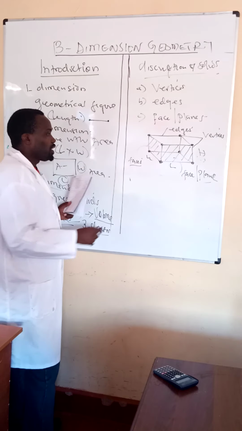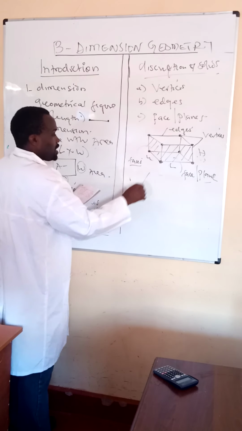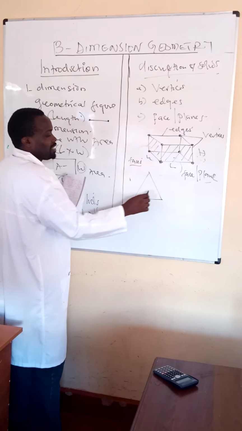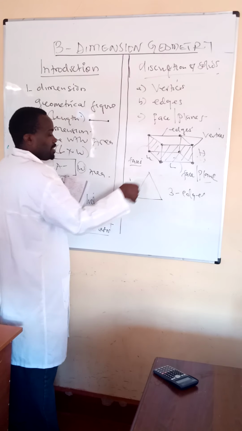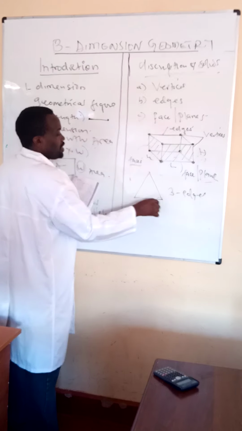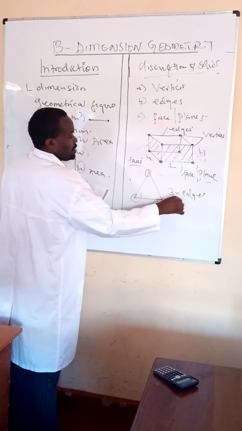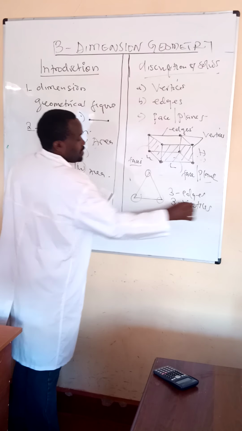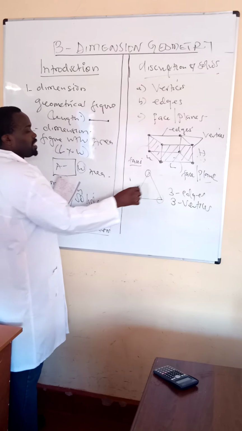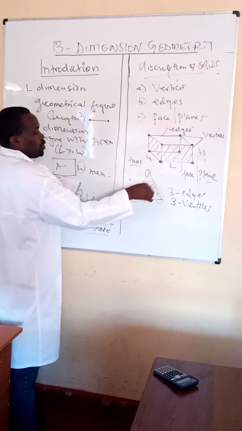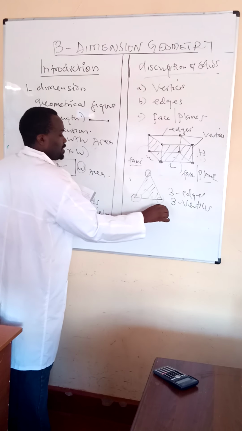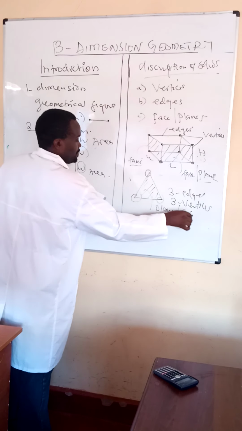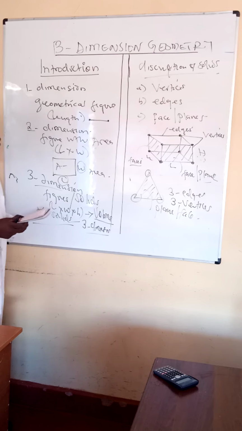Now, we can give another example of a triangle. A triangle has three edges. These are the lines we are calling the edges. Three vertices. So this area enclosed by the three edges is what we call the plane or the face. That is the introduction of three dimension.